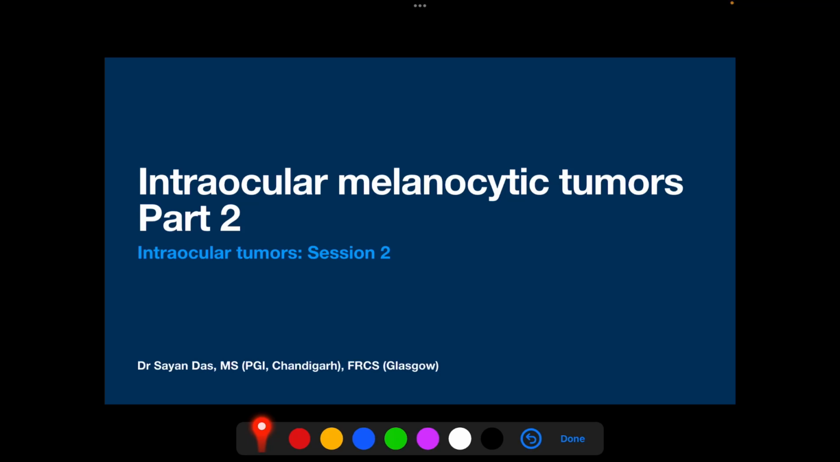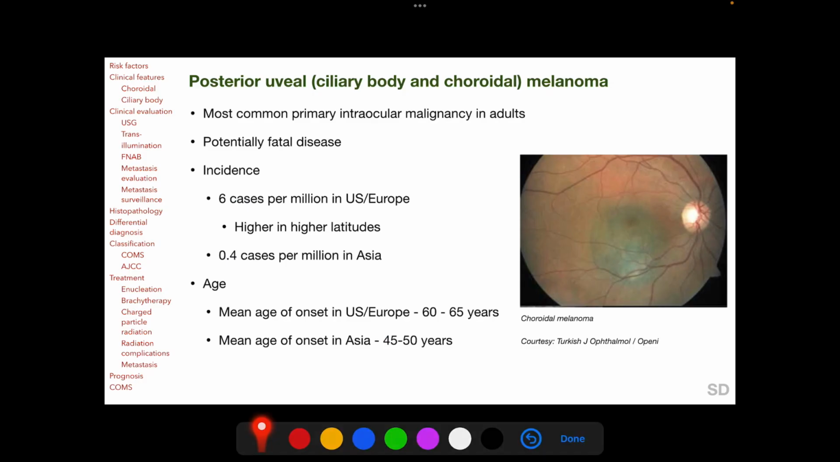Welcome. In this session, we are going to discuss choroidal and ciliary body melanomas. Ciliary body and choroidal melanomas are together grouped as posterior uveal melanomas, and they are the most common primary intraocular malignancy in adults, and they are a potentially fatal disease.